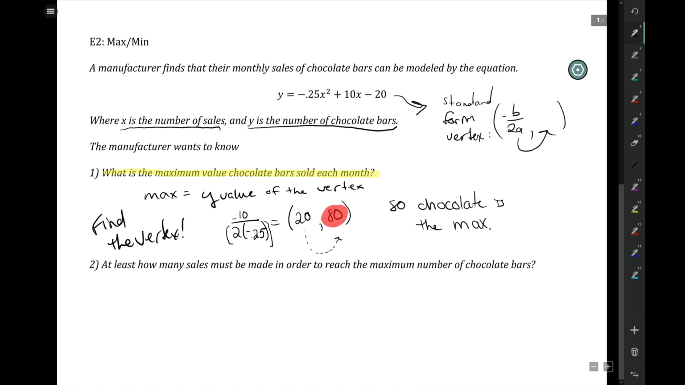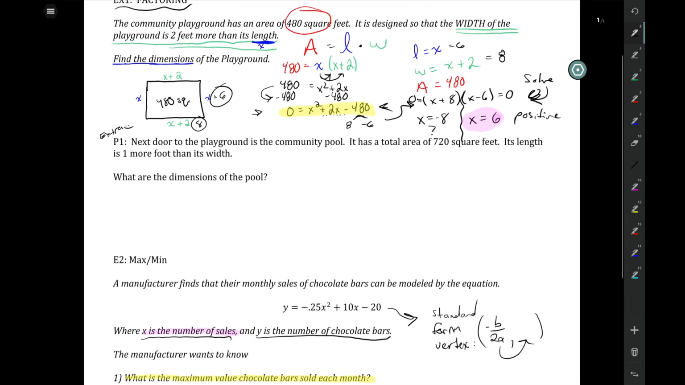Okay, how many sales must be made? Well, we already actually have that. It's the 20 because it says sales is X. So the vertex tells us both things. 20 sales must be made to make their maximum profit. That's really it. Those are the only 2 word problems really expected of you. There are more challenging ones. They are diamond problems, but certainly go back and try out P1, and we'll see you tomorrow.